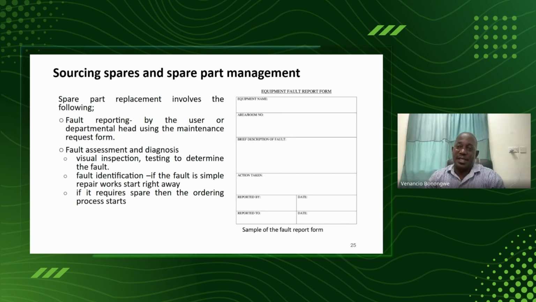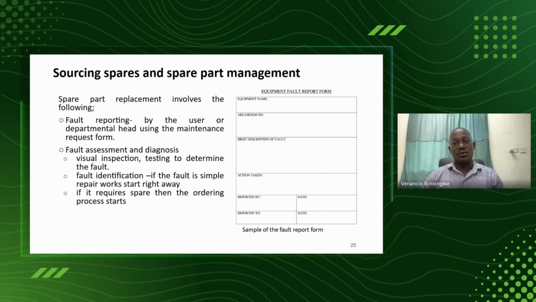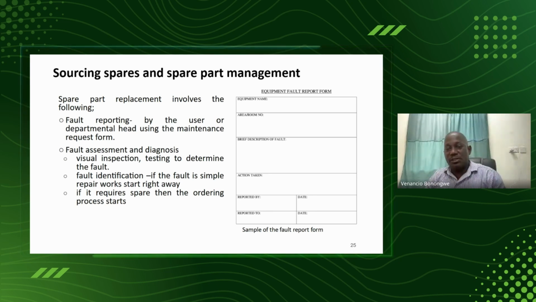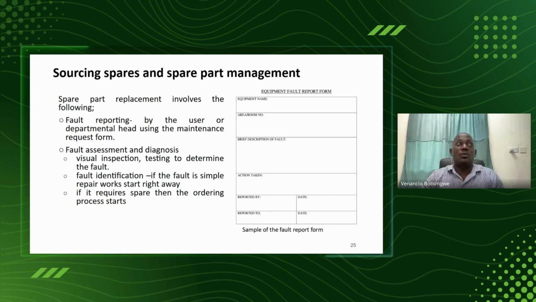On the right-hand side there, we are seeing the equipment fault reporting form, where you put the name of the equipment, the area or the room in which it is housed, a brief description of the fault and the action taken. This action taken is the assessment and diagnosis. And the report reported by, it will be the one who reported the fault, and reported to, and this is the engineer who received that particular request form.